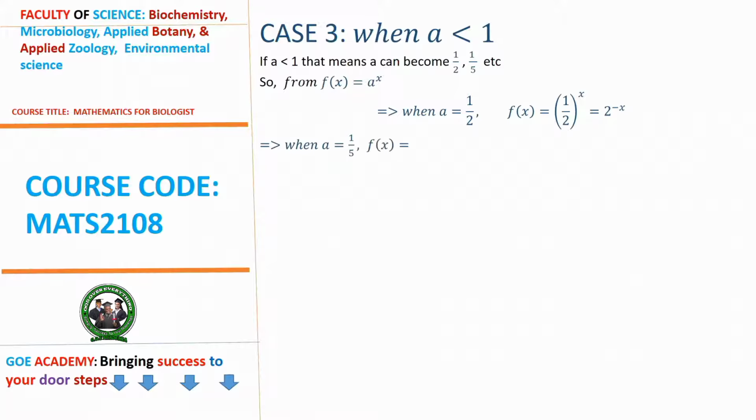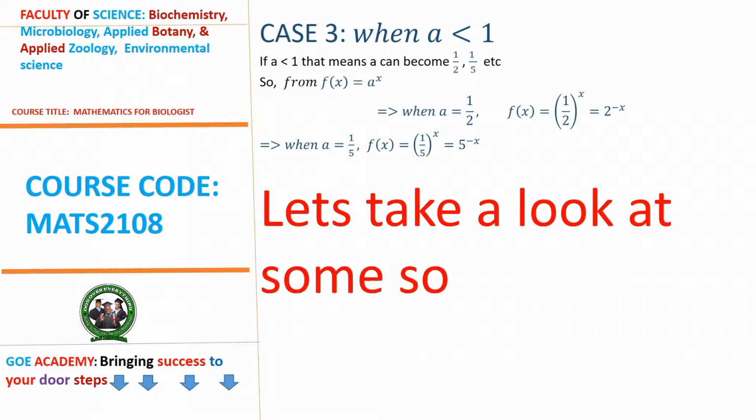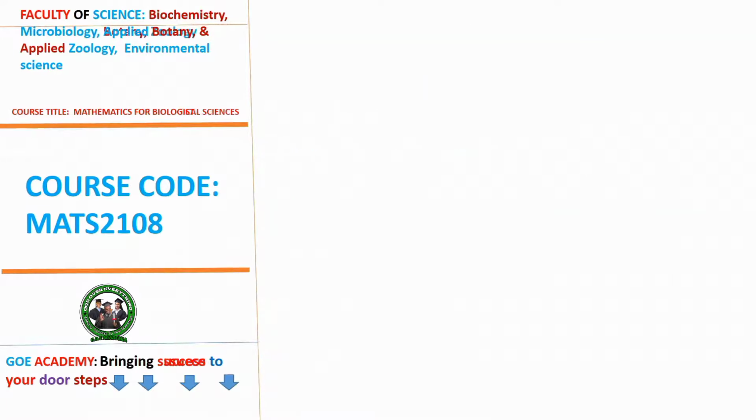When a equals 1/5, we have the same thing. We have 1/5 raised to the power x, which is the same as 5 raised to the power -x. Those are all exponential functions. So let's take a look at some examples for better understanding.